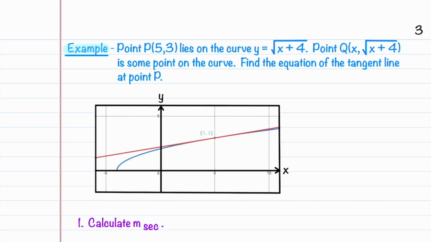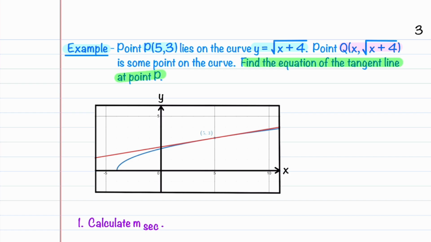Let's walk through an example of finding the equation of a tangent line to a curve. Suppose we have a point P located at (5, 3), and it lies on the curve y equals the square root of x plus 4. We're then told that point Q, located at (x, square root of x plus 4), is some point on the curve. We want to find the equation of the tangent line at point P.